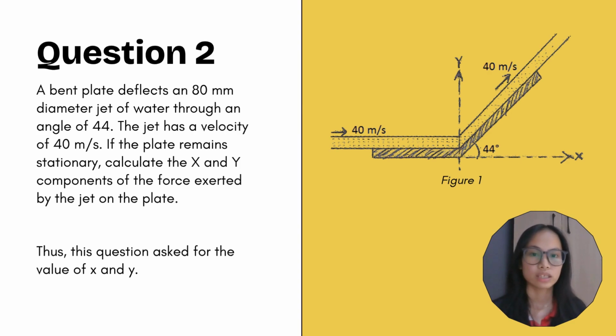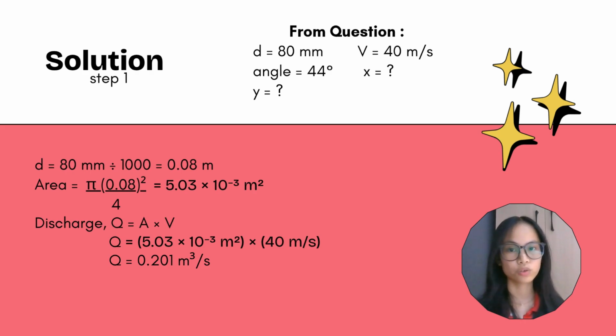What we need to do here is to find the x and y components of the force that the jet exerts on the plate. So basically, we are calculating how much force acts horizontally and vertically due to the change in momentum of the water jet. In simple terms, this question is testing our understanding of momentum principles in fluid mechanics. Thus, our main goal is to determine the values of Fx and Fy. Now let's look at step 1 of the solution.